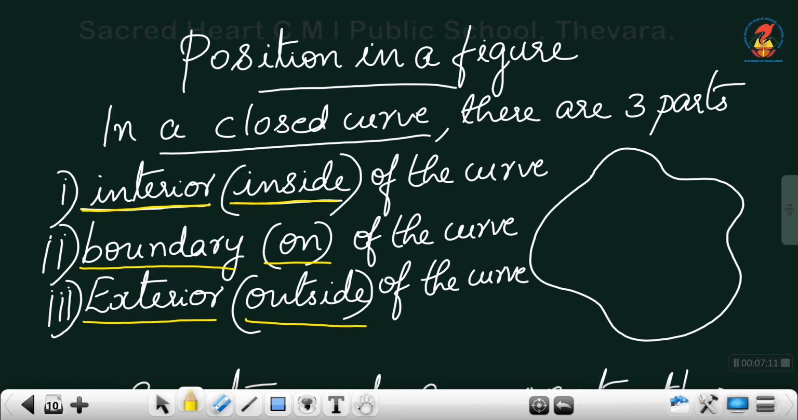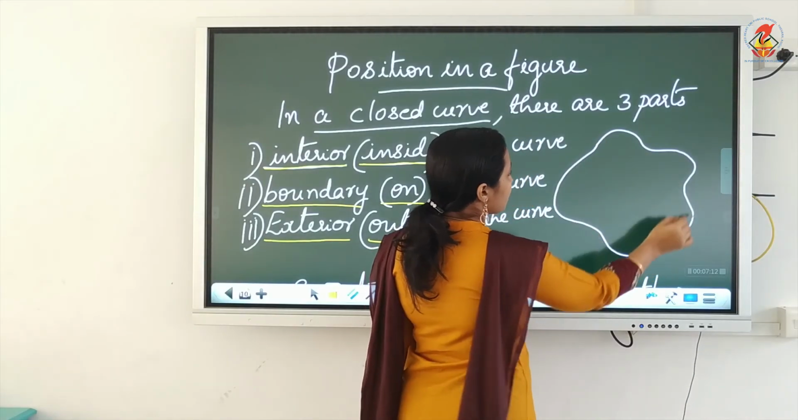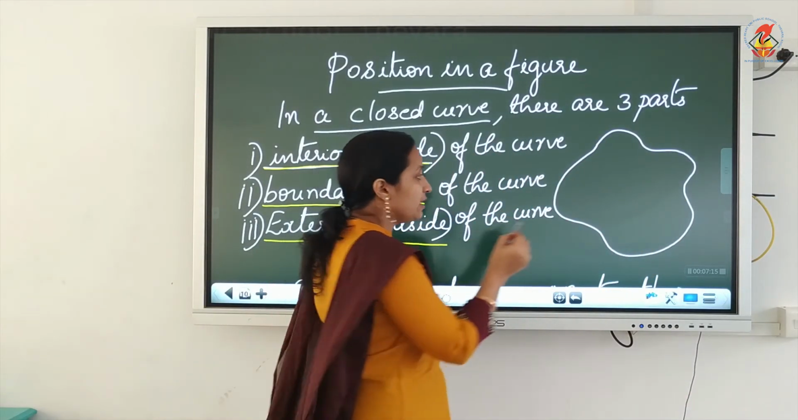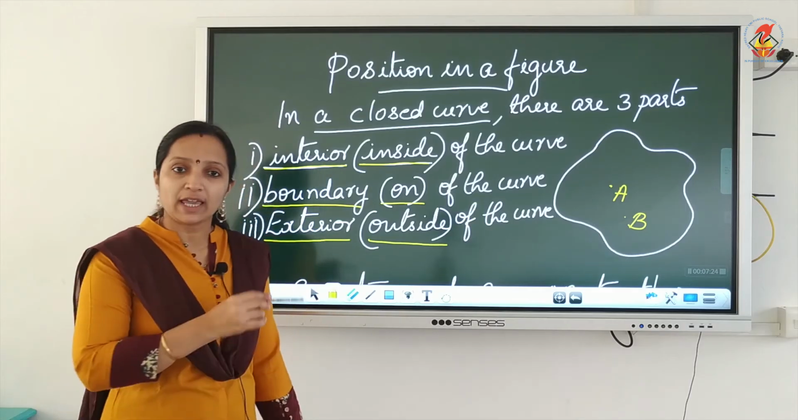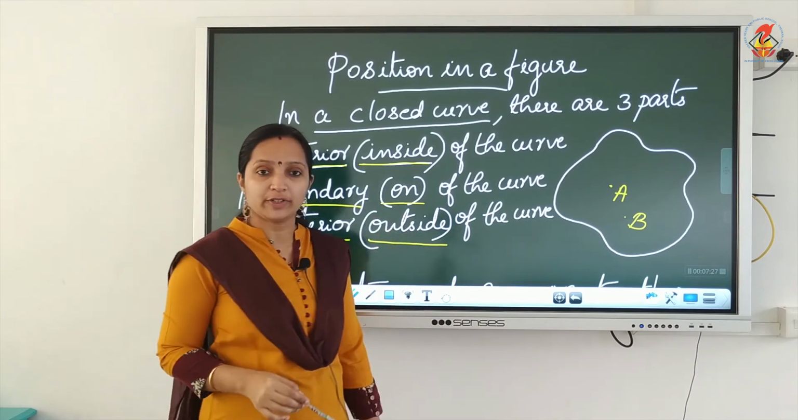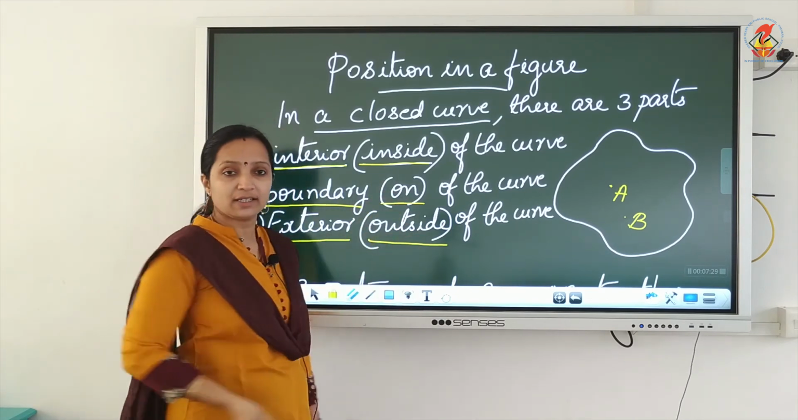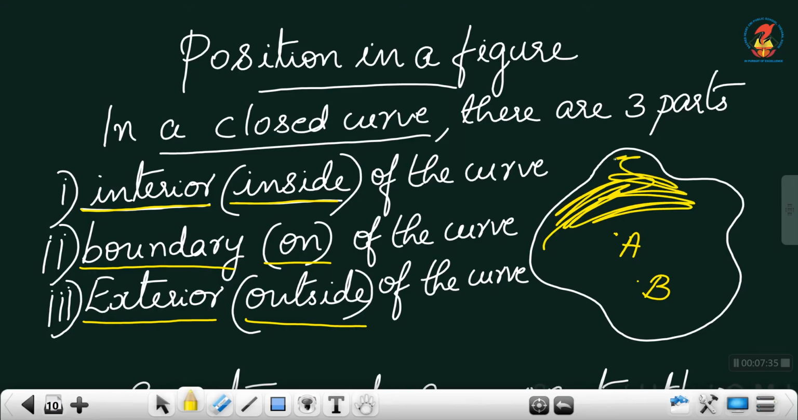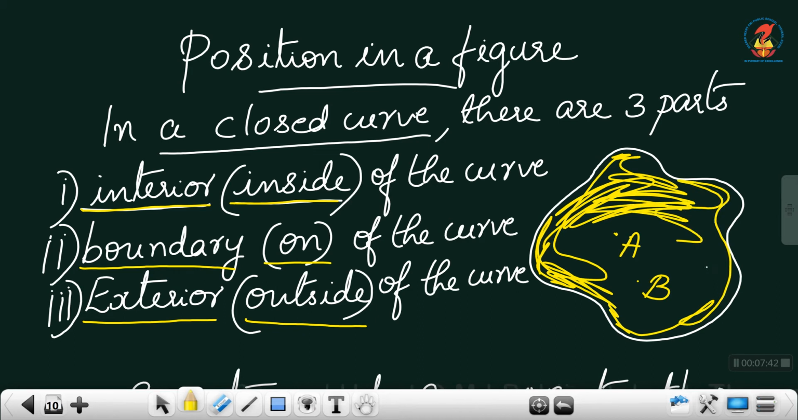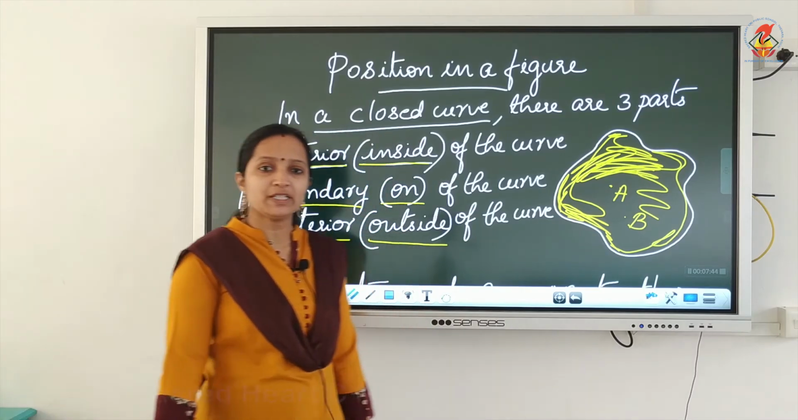Now, suppose this is a closed curve. You can see that this is a closed curve. And inside this curve, suppose there is a point A, or you can say point B. So, here the points A and B are in the interior of the curve, or you can say inside the curve. So, interior portion means what? This inside portion is known as interior portion. You shade it completely. This inside portion is known as interior portion, and exterior portion means what?